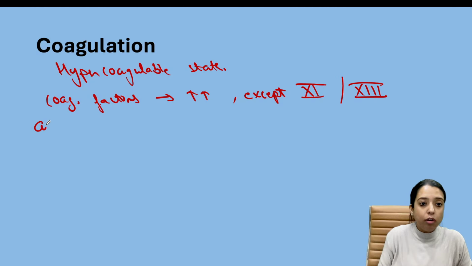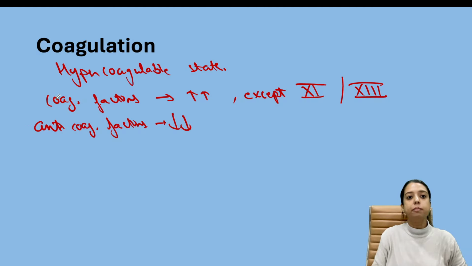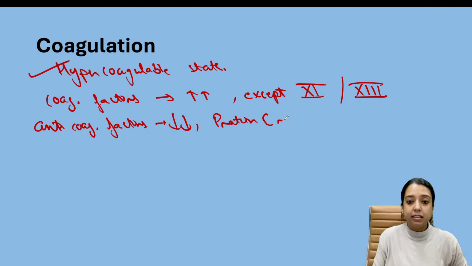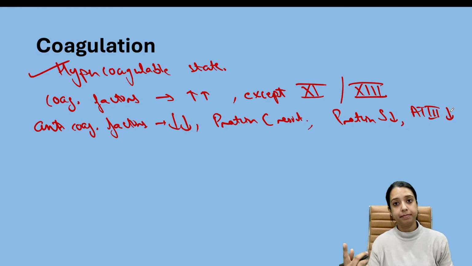What about anticoagulation factors? Factors that will prevent coagulation. Anticoagulation factors fall because pregnancy is a hypercoagulable state. So anticoagulation factors fall, like protein C resistance develops. Protein S falls. Antithrombin 3 falls. So when the question is asked what falls, what rises, remember, anything that prevents coagulation falls, and the coagulation factors rise, except factor 11 and 13.